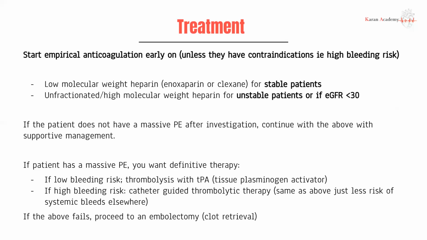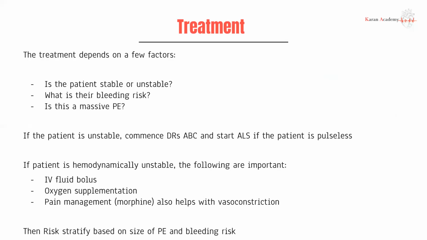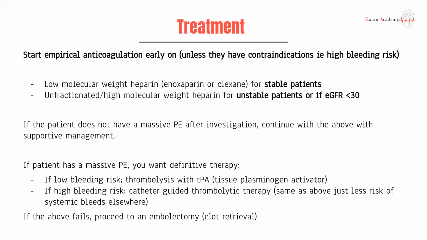If the patient does not have a massive PE after your CTPA or VQ scan, you just do the following stuff. So you want to make sure that they're well hydrated. You want to make sure oxygen supplementation, pain medications, low molecular weight heparin. That's your go-to, right? If the patient does have a massive PE, which means that it's quite significant in size, there's often a radiological distinction to make. You want definitive therapy that's a bit more than just clexane, right?